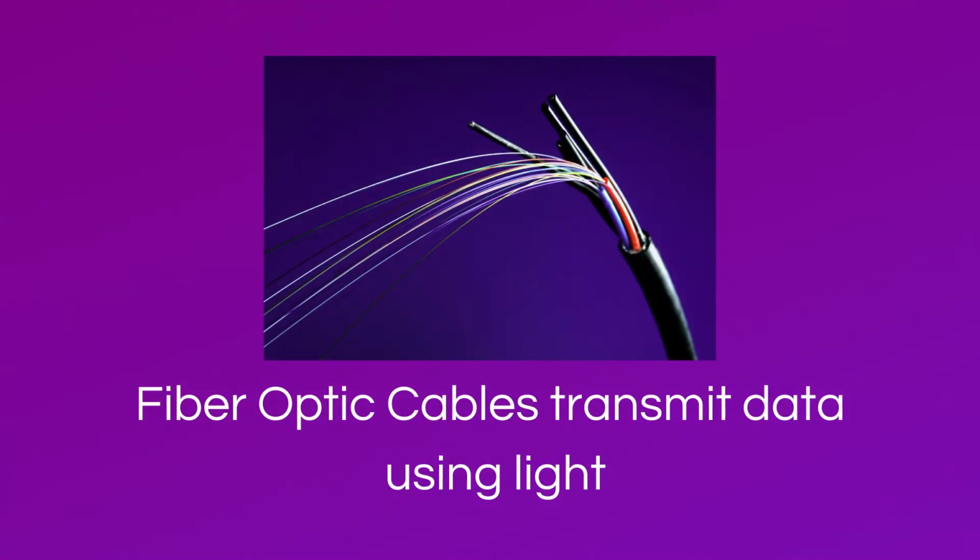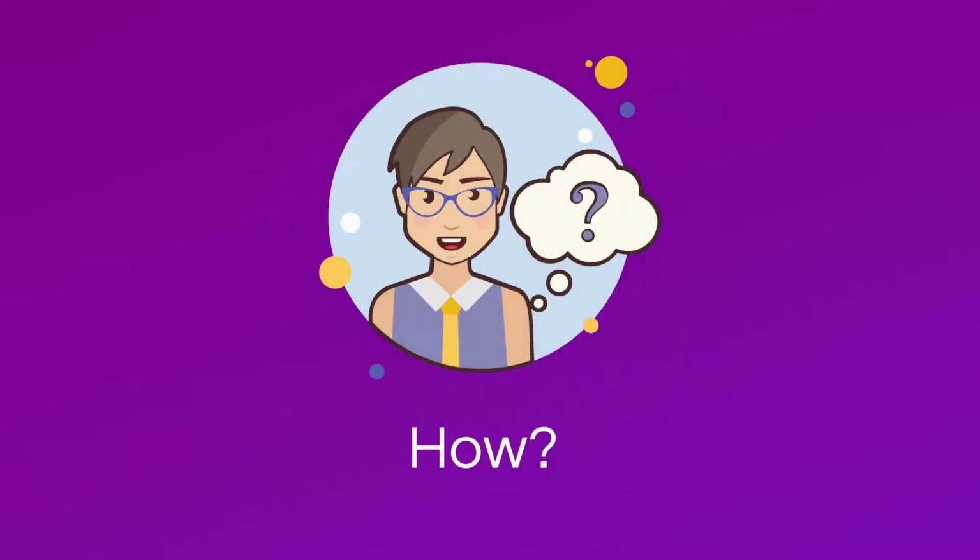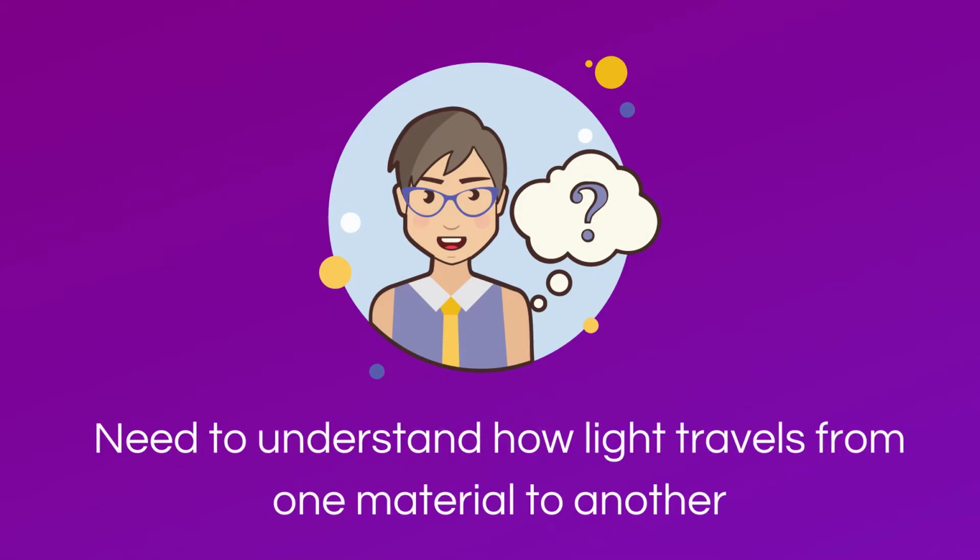Fiber optic cables transmit data in the form of ones and zeros, usually light. Typically, infrared light is used. So how do fiber optic cables do this? In order to understand the how, we need to understand how light travels from one material to another.